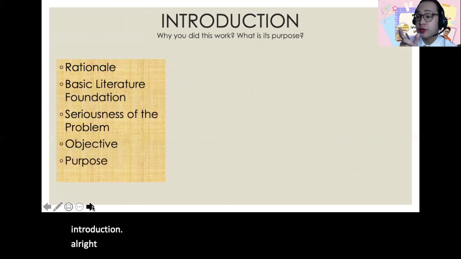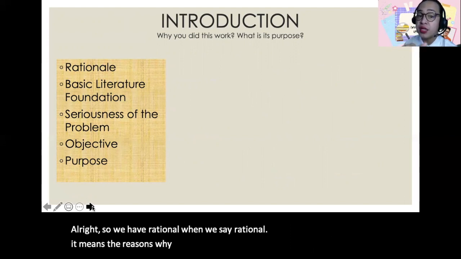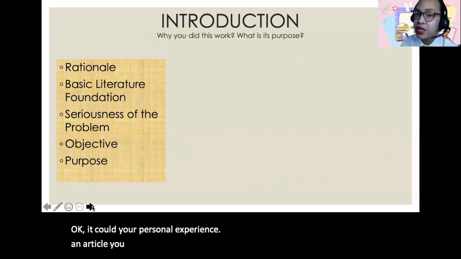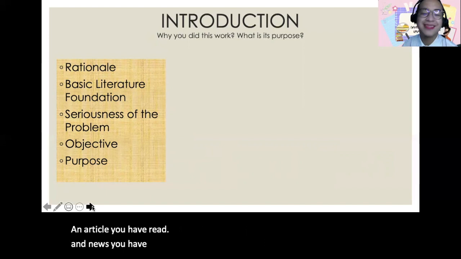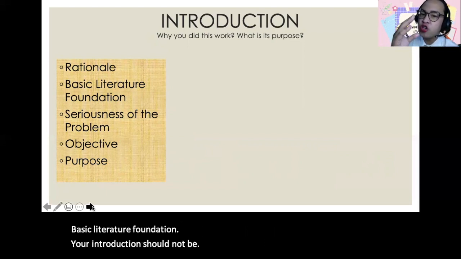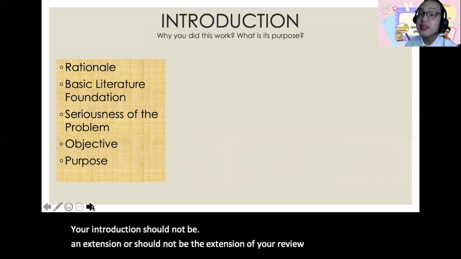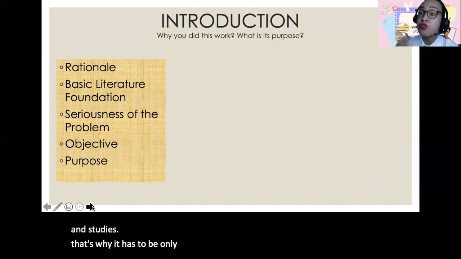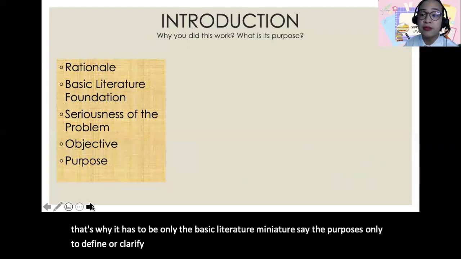All right, so we have rationale. When we say rationale, it means the reasons why you want to conduct this study. Okay, it could be your personal experience, an article you have read, a news you have watched, basic literature foundation. Your introduction should not be an extension of your review of related literature and studies. That's why it has to be only the basic literature. Meaning to say, the purpose is only to define or clarify terminologies in your research title.